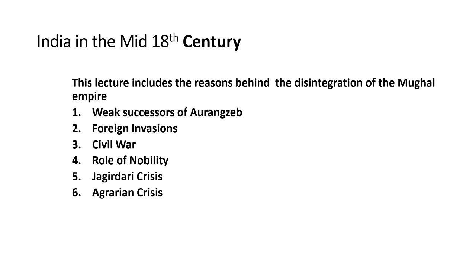In this lecture, we will be looking at the first development, the decline and disintegration of the Mughal Empire. The reasons behind the decline and disintegration of the Mughal Empire were many. In this lecture, we will be discussing the major reasons behind the decline of the Mughal Empire. It includes weak successors of Aurangzeb, foreign invasions led by Nadir Shah and Ahmad Shah Abdali, war of succession or civil war, and the role played by the nobility leading to the decline. Jagirdari and the agrarian crisis will also be looked into. It will examine how Jagirdari and agrarian policies resulted in the decline of the Mughal Empire.